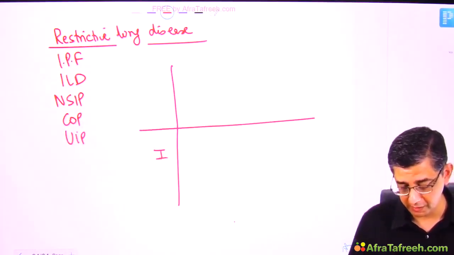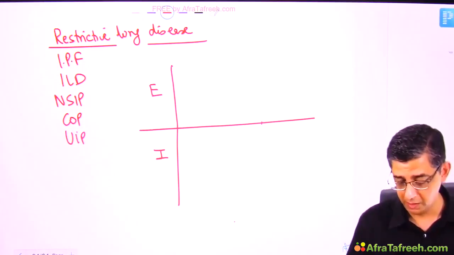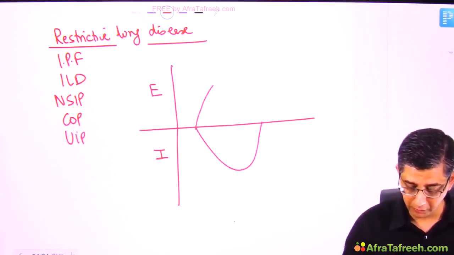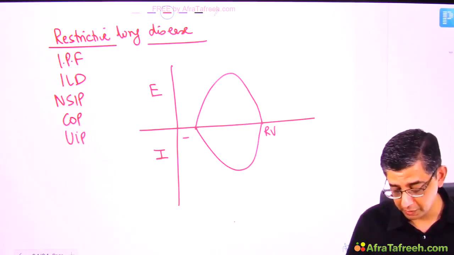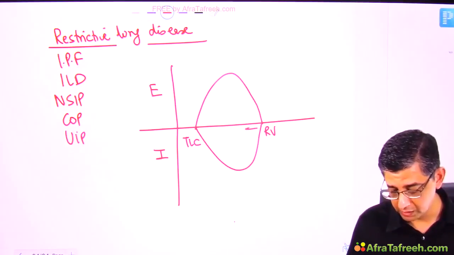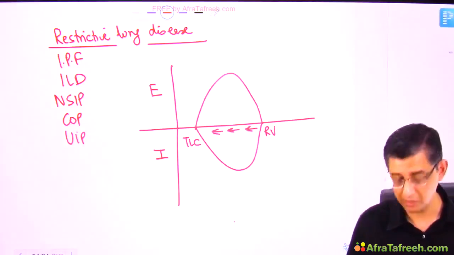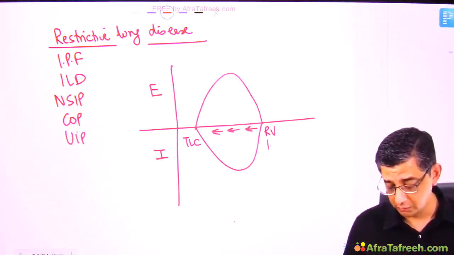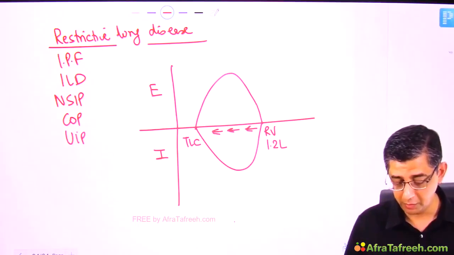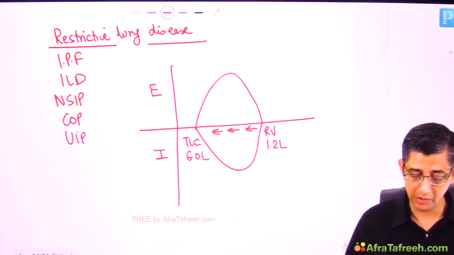Once again, I've highlighted the inspiration and the expiration part. This is the normal flow volume curve for any one of us. The patient is going to upgrade from RV to TLC. Like you can see in the arrows, in a normal person, you're trying to fill air into your lungs. Residual volume for you and me is approximately 1.2 liter. TLC will be approximately 6 liter.